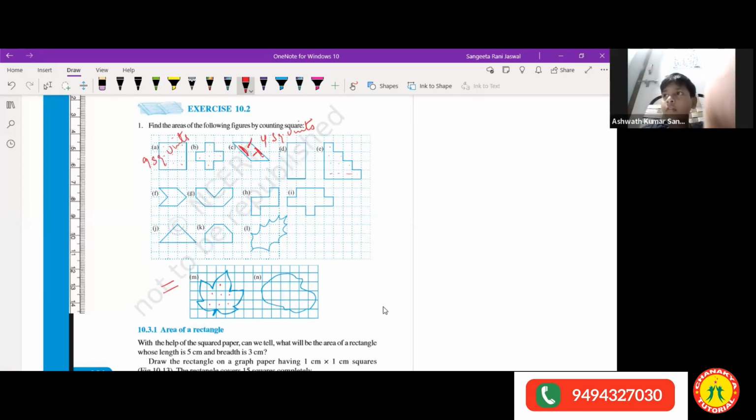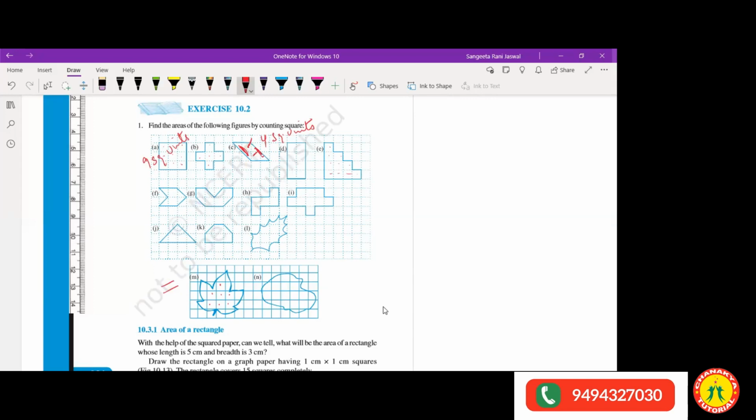So those squares which have area half or more than half, you will consider them as 1. And the ones which have area less than half, you will just ignore. In this case, this one has area nearly half. This one has area more than half. This one is also more than half. This is less than half, so we will ignore it.